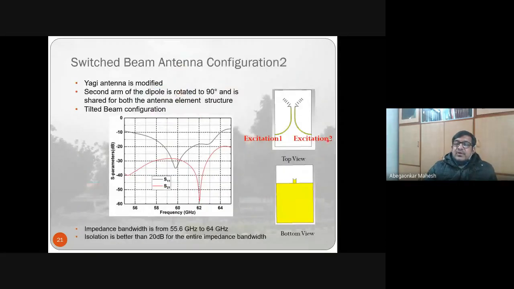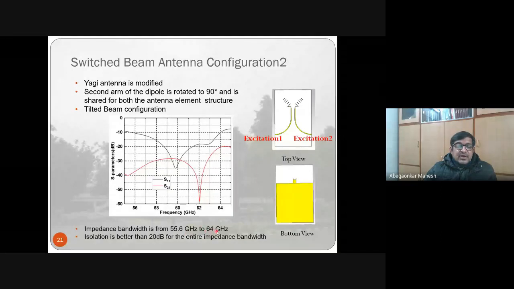S11, that is impedance bandwidth, is large, and S21 indicates the mutual coupling, which is better than minus 20 dB, because the ports are sufficiently far apart and there is a distance between the feed lines. So the isolation is better than minus 20 dB here. Impedance bandwidth is 55.6 to 64 gigahertz, and isolation is better than 20 dB in the entire band of frequencies.